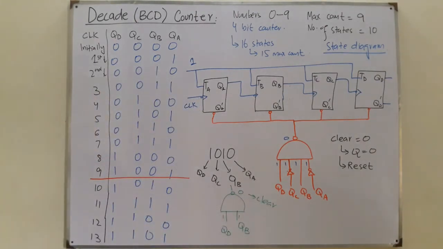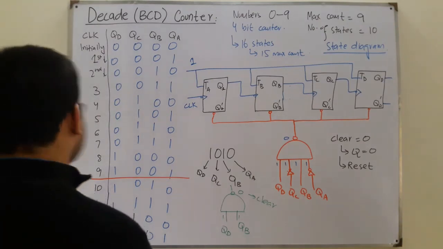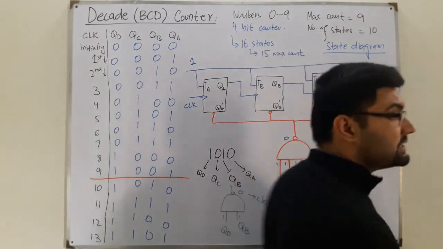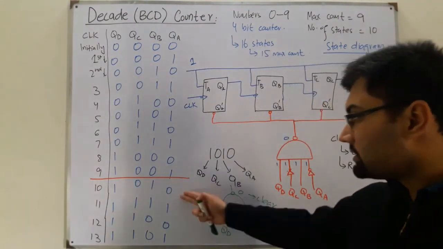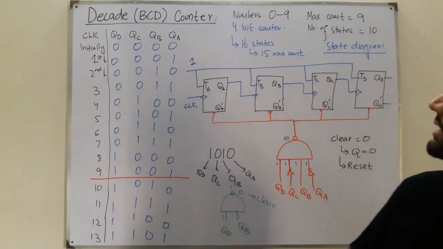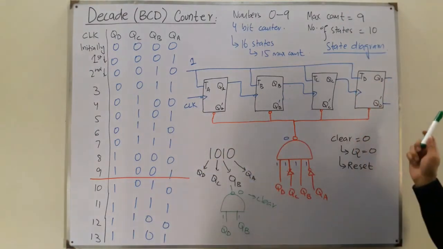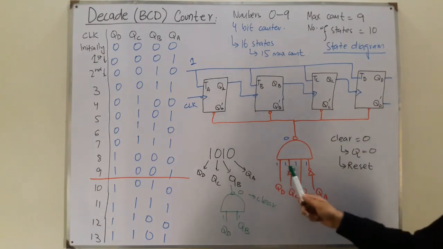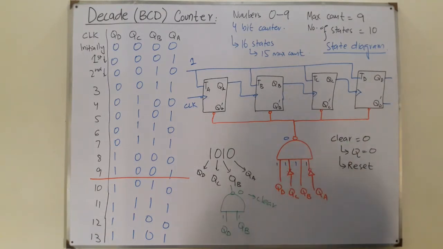Alright, so that's all. Is that fine? Yes, it is. So that's all about the BCD counter. We ignore these states because the BCD is only from 0 to 9. It's a 4-bit representation. We used 4 flip-flops. As soon as 10 arrives, reset the flip-flops. This is the resetting. And that's all.